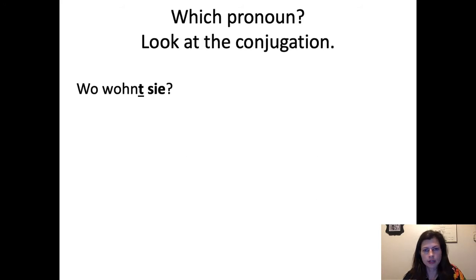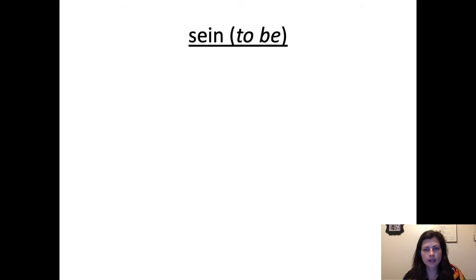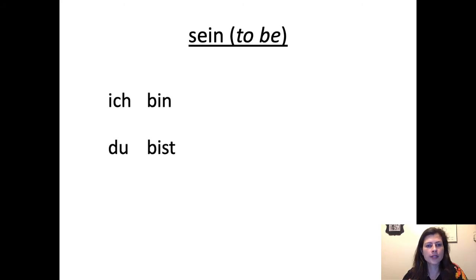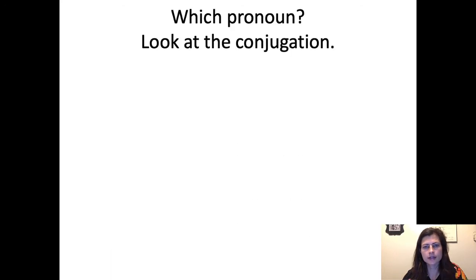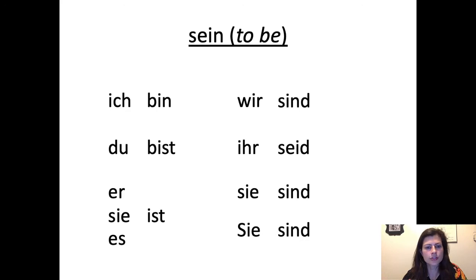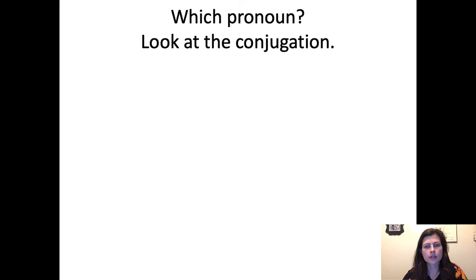So you can correctly conjugate or correctly translate that pronoun. And then, of course, remember our sein, to be, is a very important verb to have the conjugations memorized for. So, ich bin, du bist, er, sie, es ist, wir sind, ihr seid, sie sind. So this is present tense. I am, you are, he, she, it is, etc. So we've got all those conjugations. And then we can use that when we translate to make sure that we're getting the right pronoun.